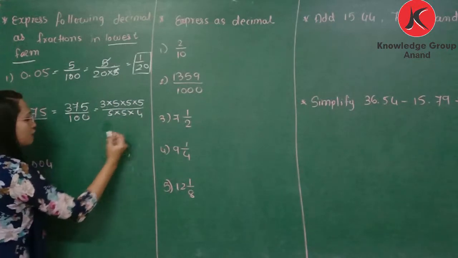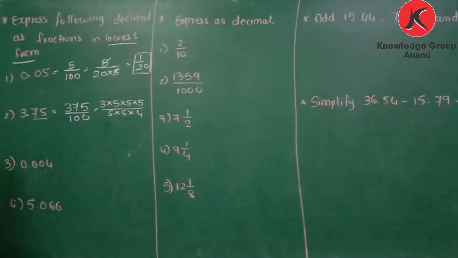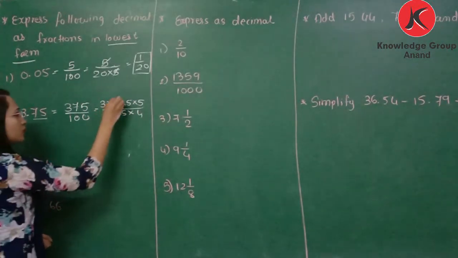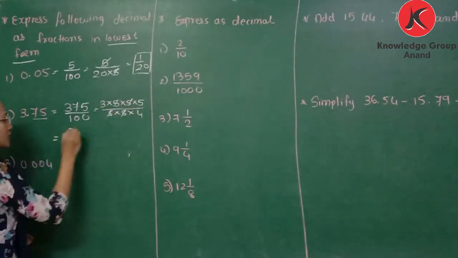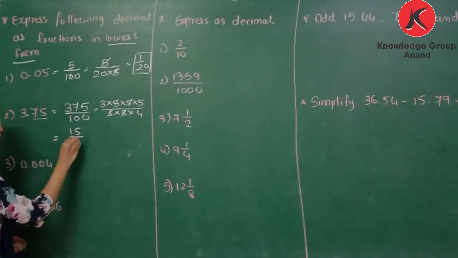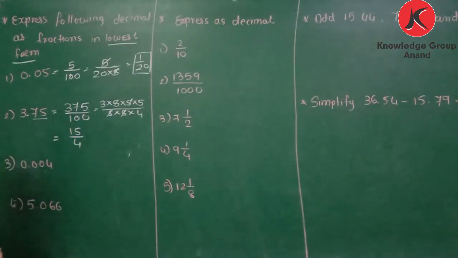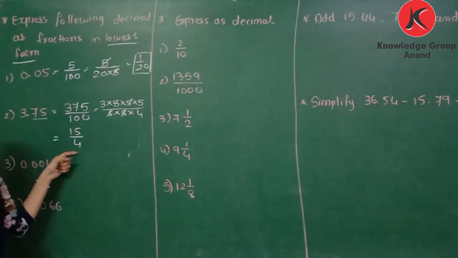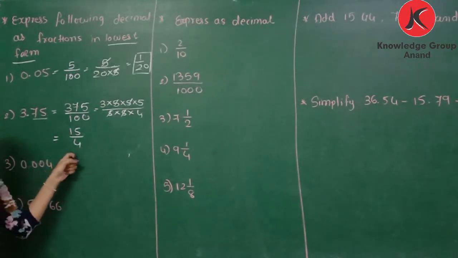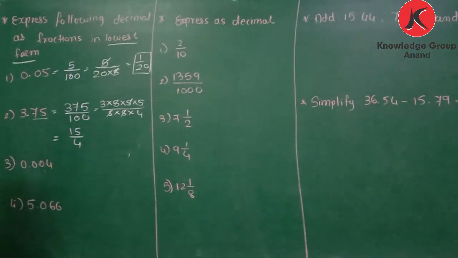So these are the factors of both numbers. Now cut the common factor. Here we can cancel out these. So the remaining is 3 times 5 is 15, divided by 4. Now is it possible to cut any common factor between 15 and 4? No, there is no common factor between 15 and 4. So this is the simplest form. It is also called the lowest form.